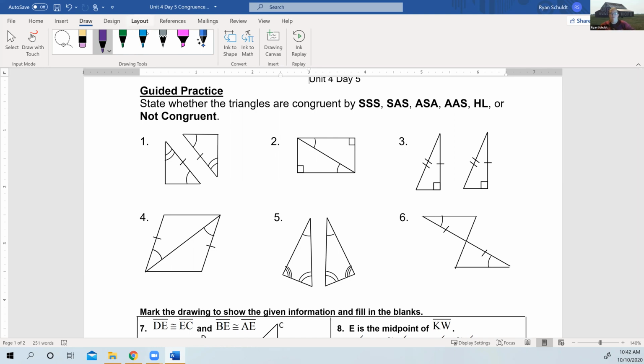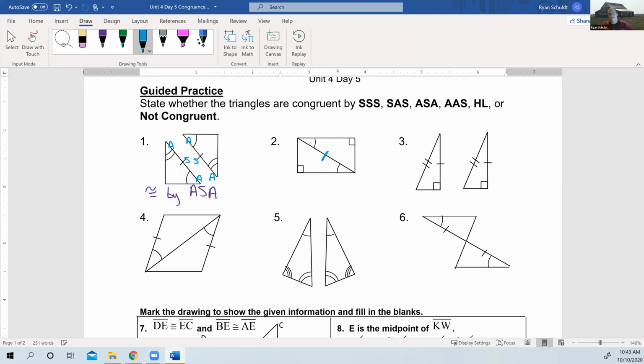Well, let's see here. What do they give us? We have two angles here, a side in the middle, and then another angle. So the side is in between two angles. Which one of ours gives us that, or does it? ASA. So we can say that these are congruent by angle, side, angle. Next one.